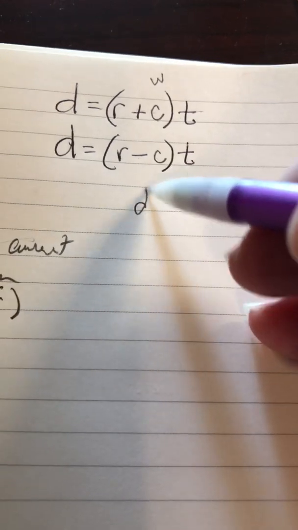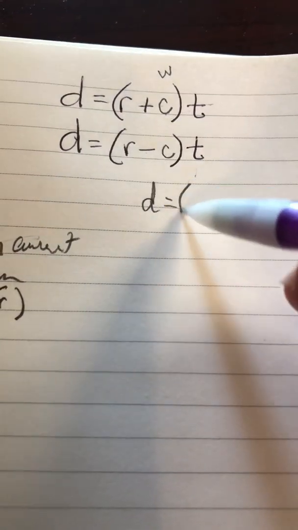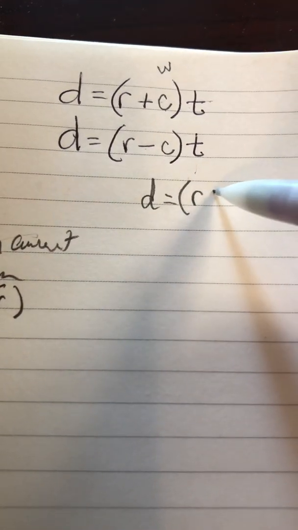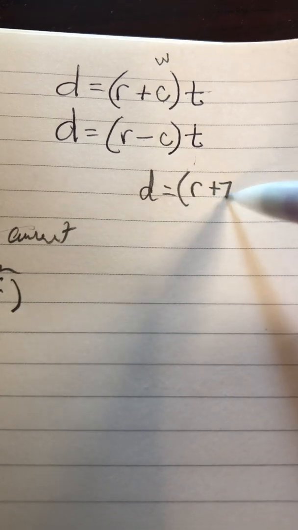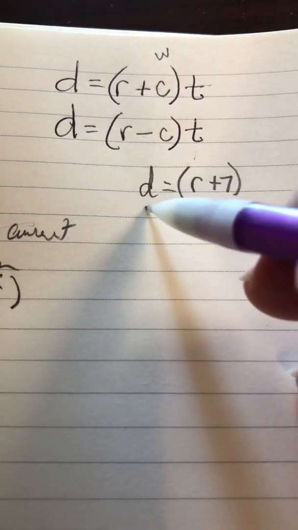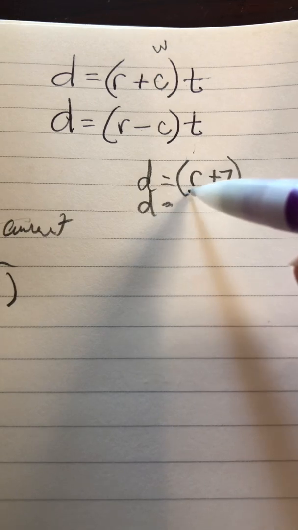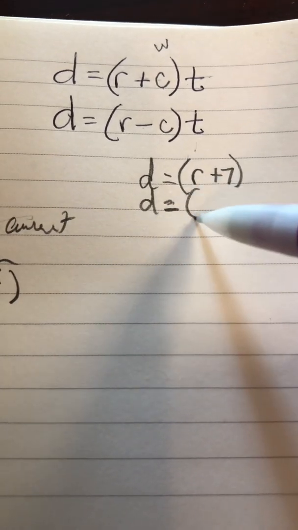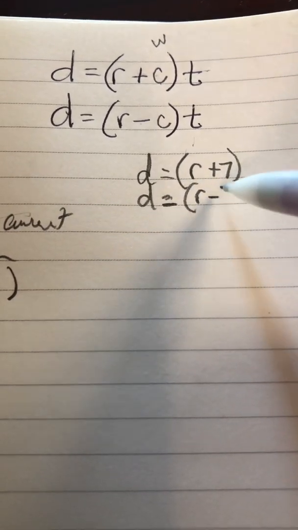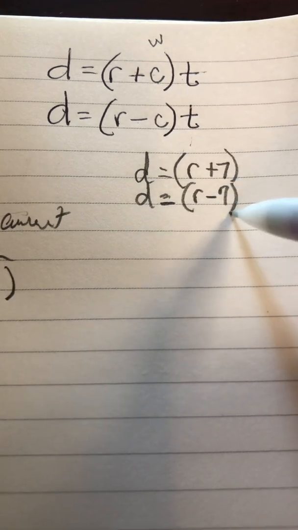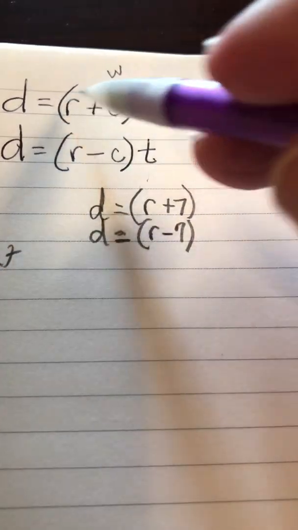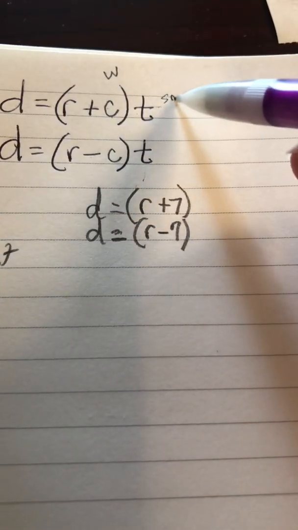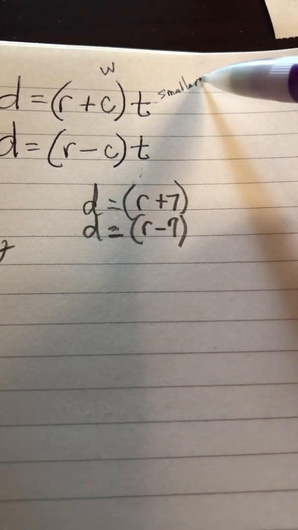So we're going to put in the R, and the current they said was 7. And for the other one, we'll do the same thing, but it's going to be R minus the current, because the current's going to slow them down. And then the time, remember, if you're going faster, your time is going to be smaller. It's going to take less time.